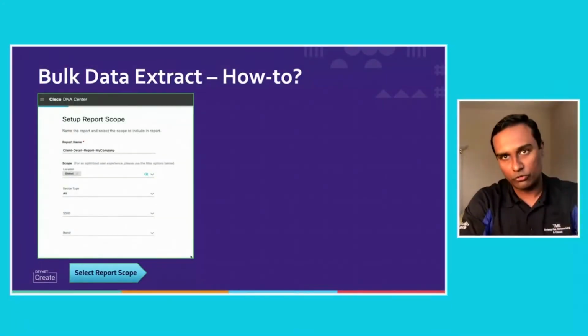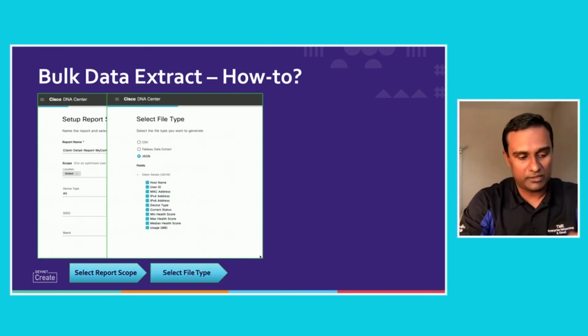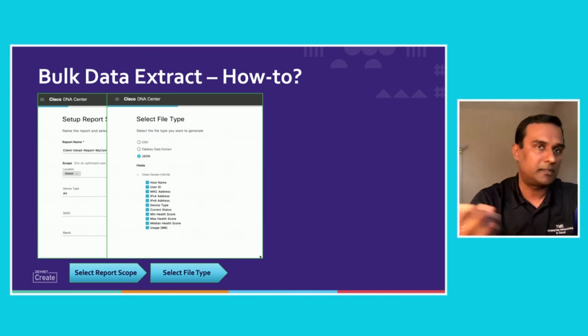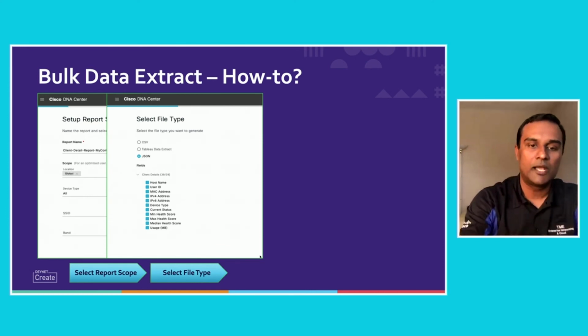The very first step is you have to define your scope, right? So select a report, define the scope. This could be per site or for a particular radio type. Many different scopes. Depending on the report, you will have to define your scope. Then you have to choose your file type. So you want this to be in a CSV format or in a JSON format or in a PDF format. Depending on the use case, you can do that.